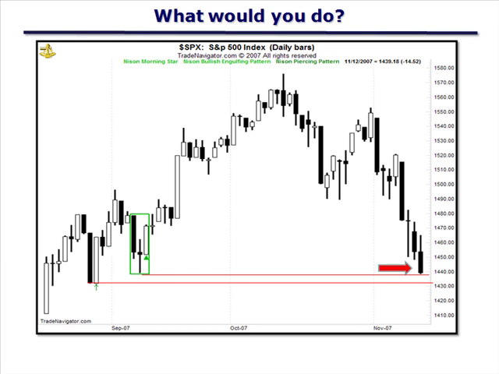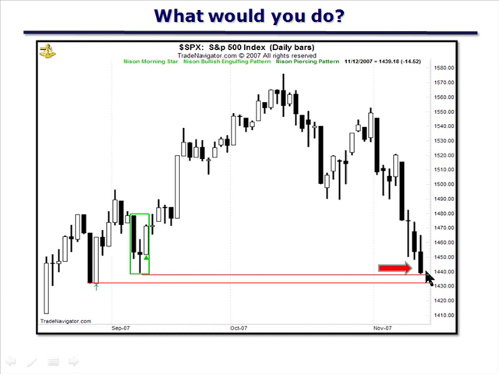Now, let me give you a little hint. We've seen why we wouldn't sell short. Okay? How about going long here? Okay? And as I mentioned before, I personally would not do that because there's no bullish candlestick signals.